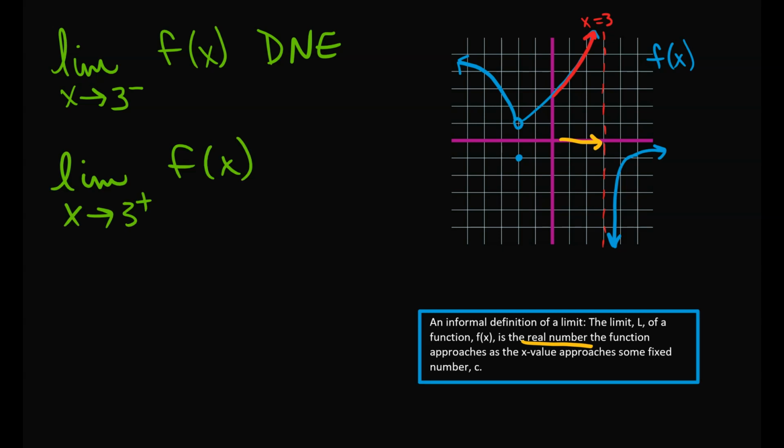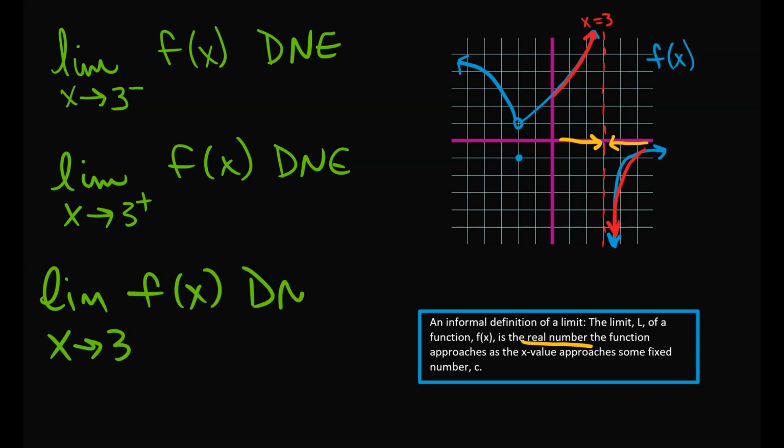We can also consider the limit as x approaches 3 from the right. Here, as the x values are getting closer to 3, we can see that the function values are moving towards negative infinity. So again, the limit does not exist because it is unbounded. And as we know, if the left or right-hand limit does not exist, the overall limit also does not exist.